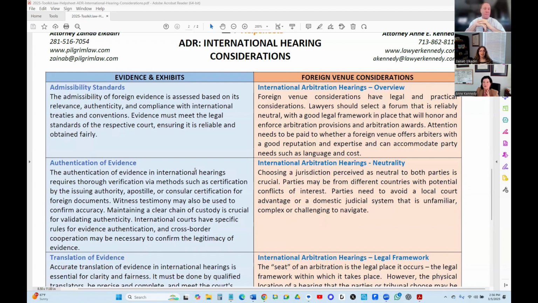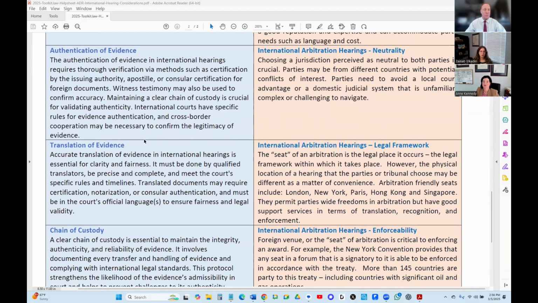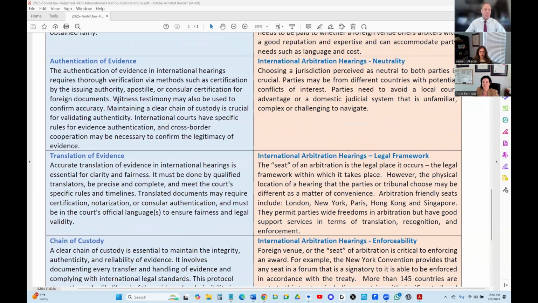Then we talk about authentication of evidence. The authentication of evidence in international hearings requires thorough verification via methods such as certification by the issuing authority, apostille or consular certification for foreign documents. Witness testimony may also be used to confirm accuracy. Maintaining a clear chain of custody, which is super important, is crucial for validating authenticity. International courts have specific rules for evidence authentication, and cross-border cooperation may be necessary to confirm the legitimacy of the evidence.